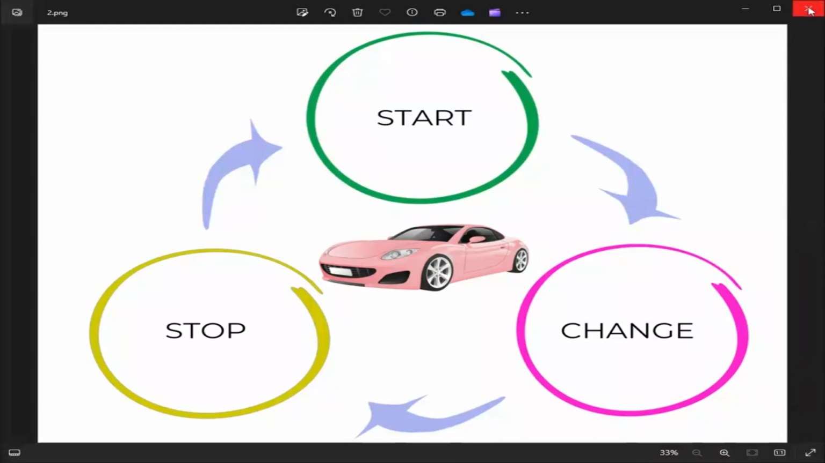So let me go get another picture to better explain what I'm talking about here. So we know the overall start, change, stop. Now let's talk about how this relates to a car internally, and let's talk about in just a second how that relates to a body. So let me go get that.